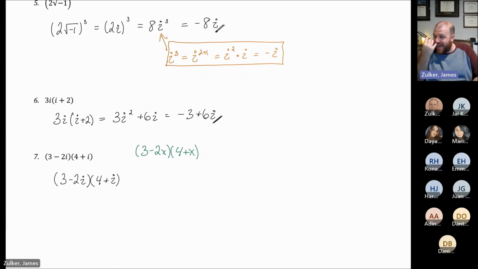Okay, so that process had a name when you multiplied two binomials together. It's a dreaded four-letter F word. FOIL! First, outers, inners, last.